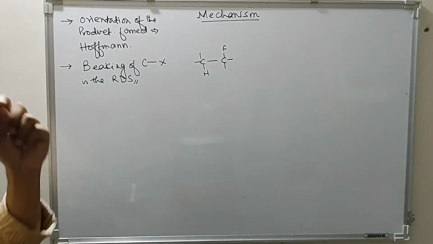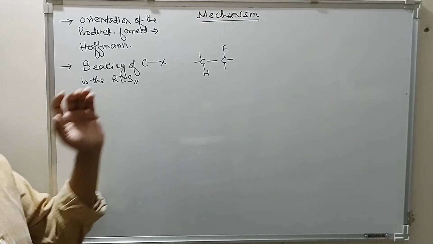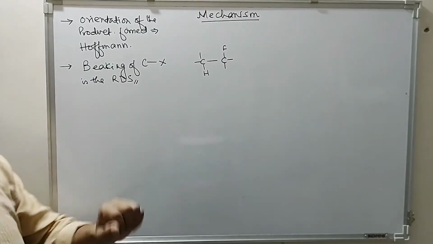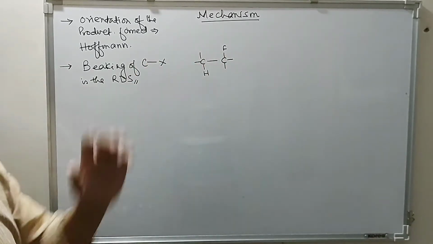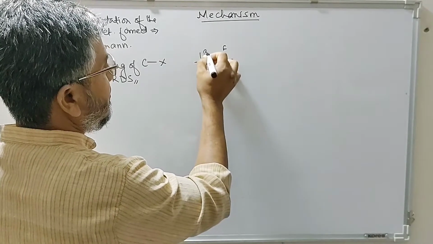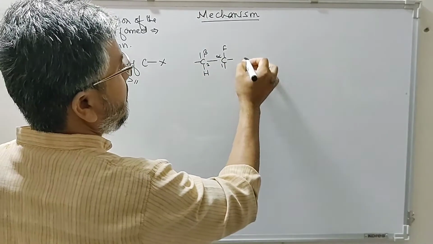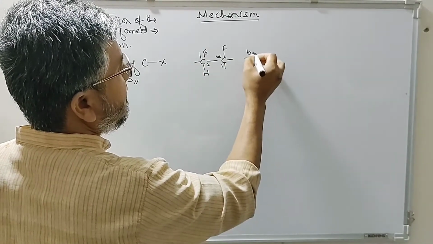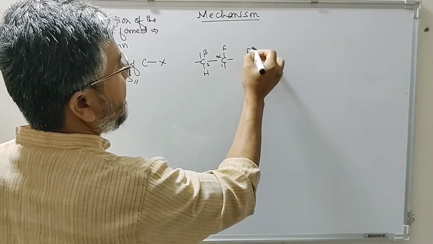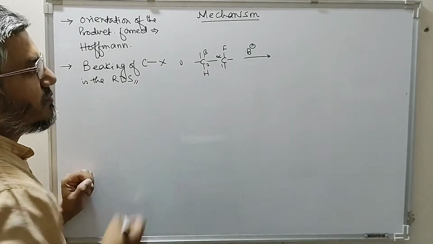We have an alkyl fluoride, because for this E1cB reaction alkyl fluoride was the most reactive. So we are taking the help of alkyl fluoride. So this is alpha carbon, this is beta carbon, this is 1 carbon, this is 2. Now we are reacting with a base B minus. So this is the first step of the reaction.